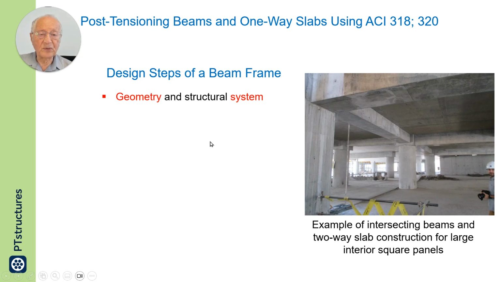Let us continue with the geometry and definition of the system. This is an example with columns placed on a square grid, the floor based on a square grid, broken into beam and slab constructions. In this example, the slab is a two-way system, whereas in the image that I showed you before, the slab is one-way system spanning between the beams.